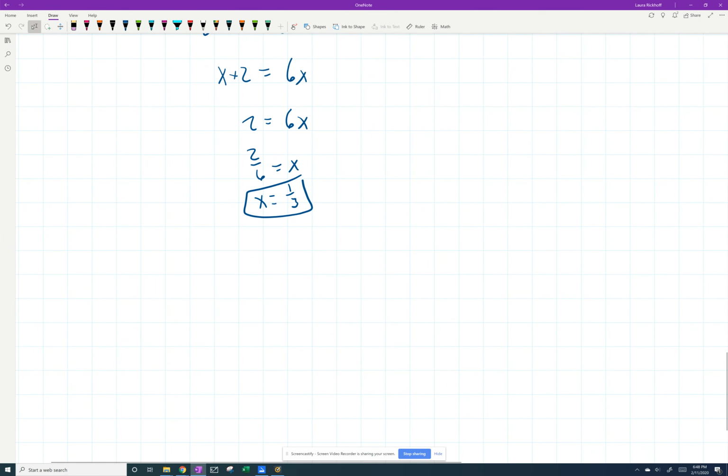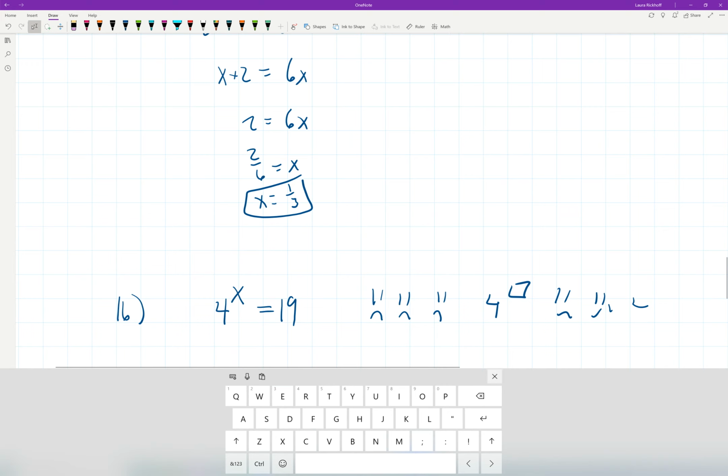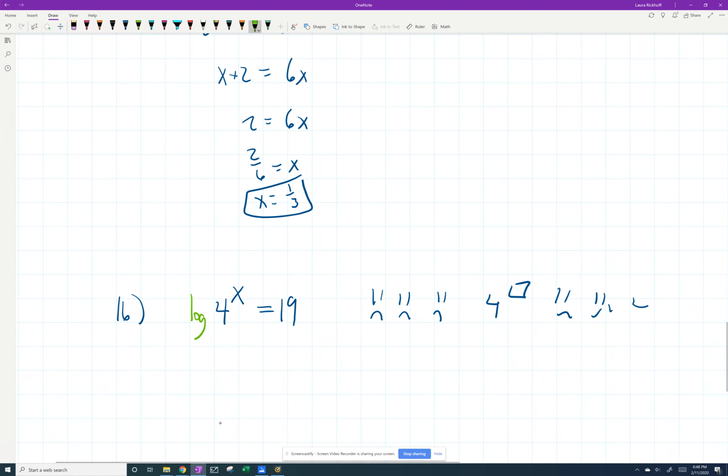But then we get to number 16, and we have 4 to the x equals 19, and we're like, I can't write 19 as 4 to something. Sadness. So then we get to use logs. I'm going to take the log of both sides. The log of this side will equal the log of that side. And then I'm going to use the properties I just learned to pop that x down to the front. So now I have x times the log of 4 equals the log of 19.